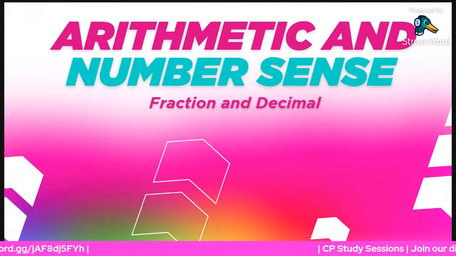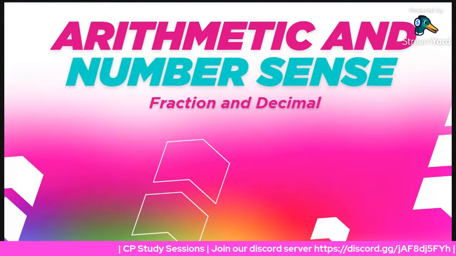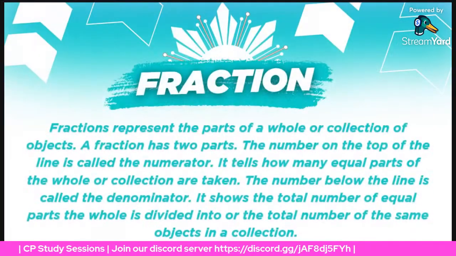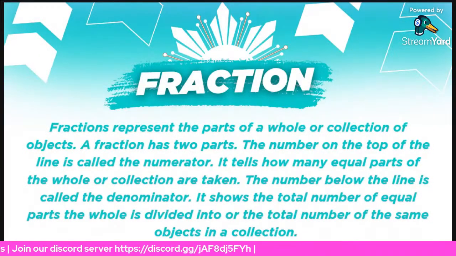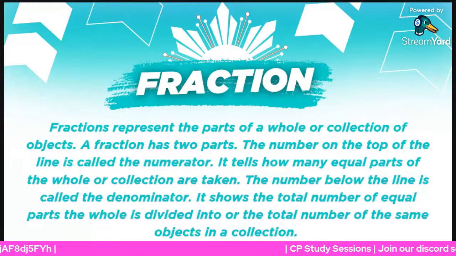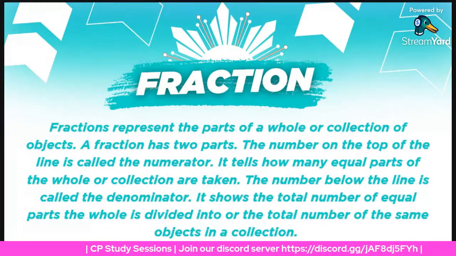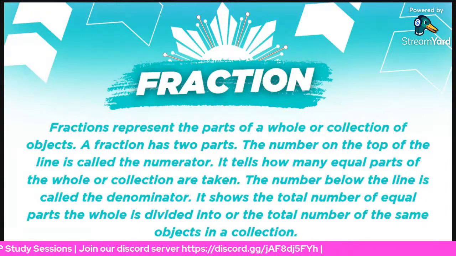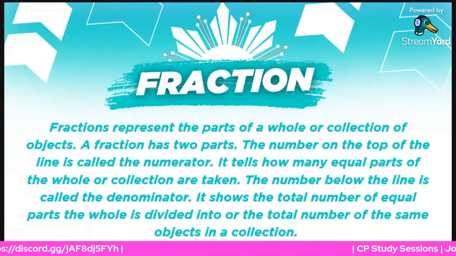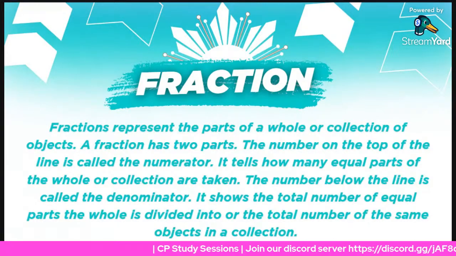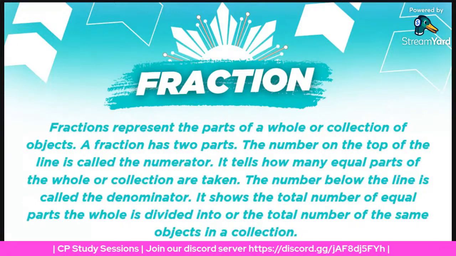So, for today's lesson, we'll be focusing on fractions and decimals. First, let's define fractions. Fractions represent the parts of a whole or collection of objects. A fraction has two parts. The number on the top of the line is called the numerator. It tells how many equal parts of the whole or collection are taken. The number below the line is called the denominator. It shows the total number of equal parts the whole is divided into, or the total number of the same objects in a collection. So, can you give me an example of a fraction?